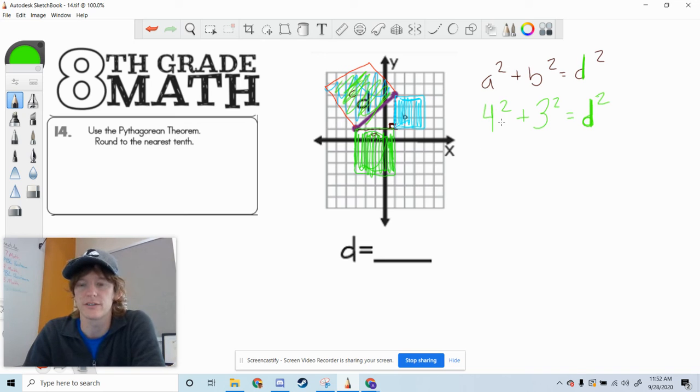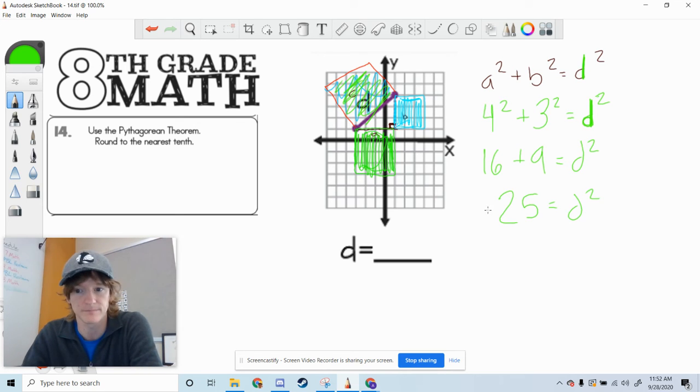All right, 4 to the second power, that means 4 times 4. So how many little squares are in this area? That's 4, 8, 12, 16. 4 times 4 is 16. 3 times 3 is 9 equals D squared. So whatever D is as a square, 16 plus 9 is 25 equals D as a square.